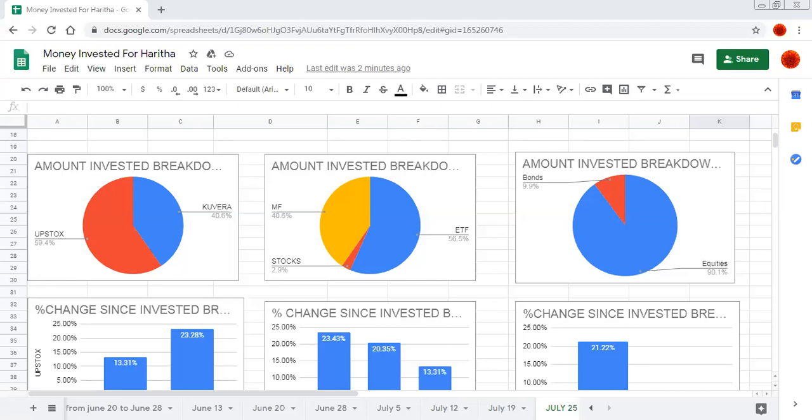Like last week, I'm taking the same amount based on these two apps. If I invest 5 lakhs in the market through these two apps, Kuvera and Upstocks, I invested in three different ways: ETFs, stocks, and bonds. Okay, now finally let's come to this.